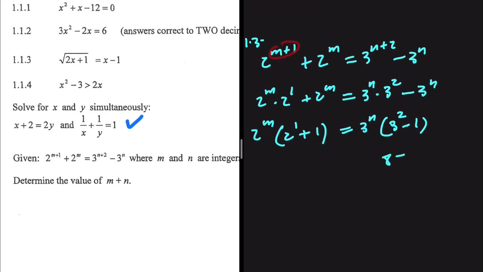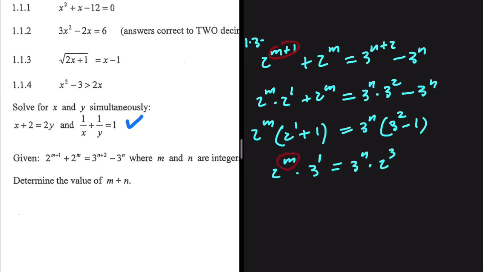But we can write 8 as 2 to the power 3. So let's run with that idea. We're going to have 2 to the power m multiplied by 2 to the power 1, that's 2 plus 1 is 3. So we have 2 to the power m multiplied by 3 being equal to 3 to the power n multiplied by 8, which is just 2 to the power 3. Let's not forget that we have 1 here.